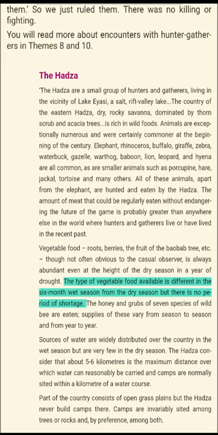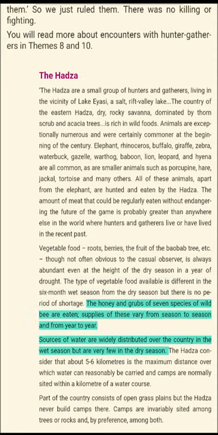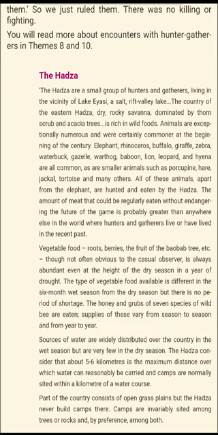Vegetable food, roots, berries, the fruit of the baobab tree, etc., though not often obvious to the casual observer, is always abundant even at the height of the dry season in a year of drought. The type of vegetable food available is different in the 6-month wet season from the dry season, but there is no period of shortage. The honey and grubs of 7 species of wild bee are eaten. Supplies of these vary from season to season and from year to year.